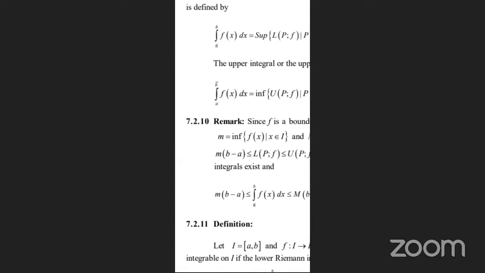Now here P is any one of the partitions of the interval. According to the upper Riemann sum, U of P, f. Then their infimum is called the upper integral a to b of f of x dx, equal to the infimum of U of P, f, such that P is any partition. Now it is clear here. There are two types of RIs. RI means Riemann integrals: lower Riemann integral and upper Riemann integral.